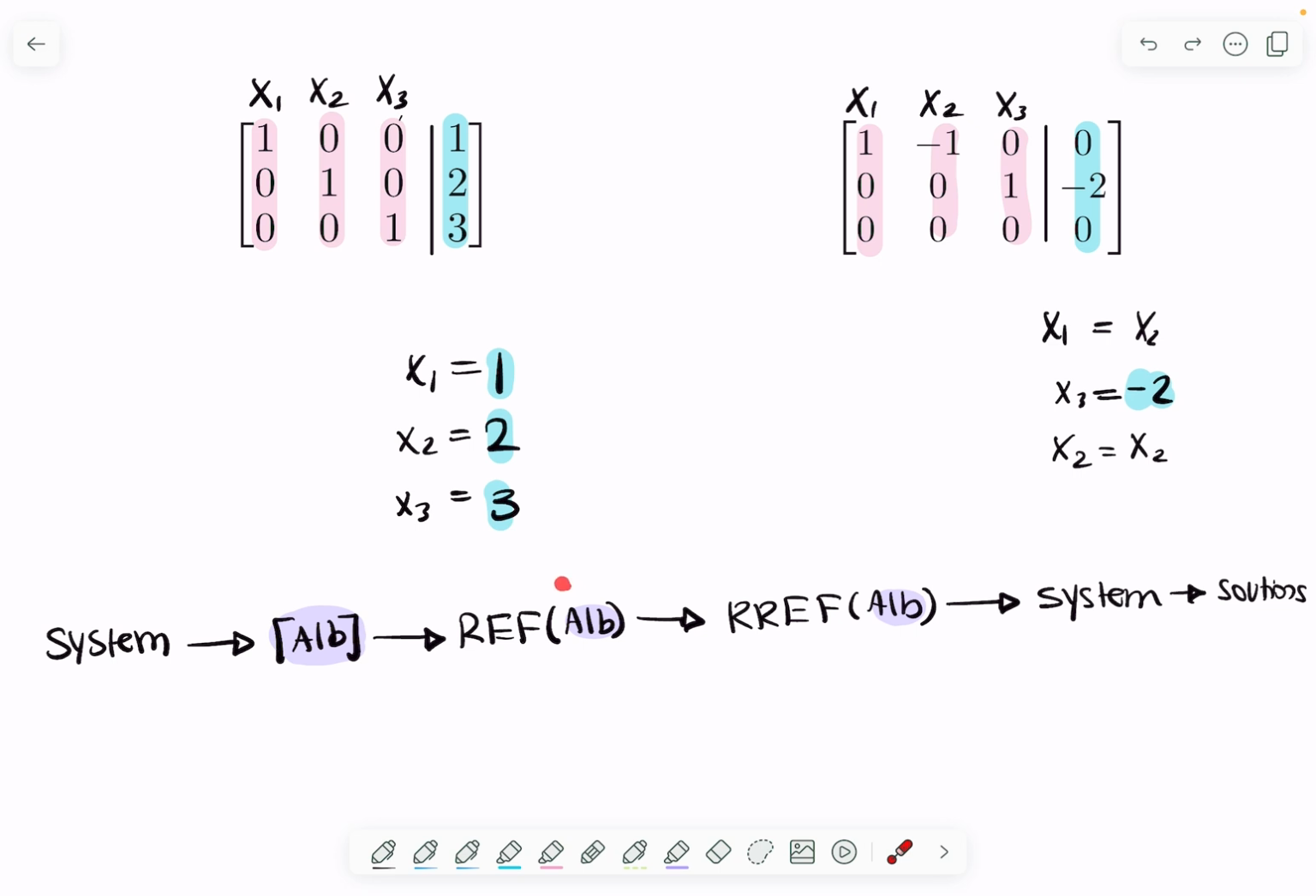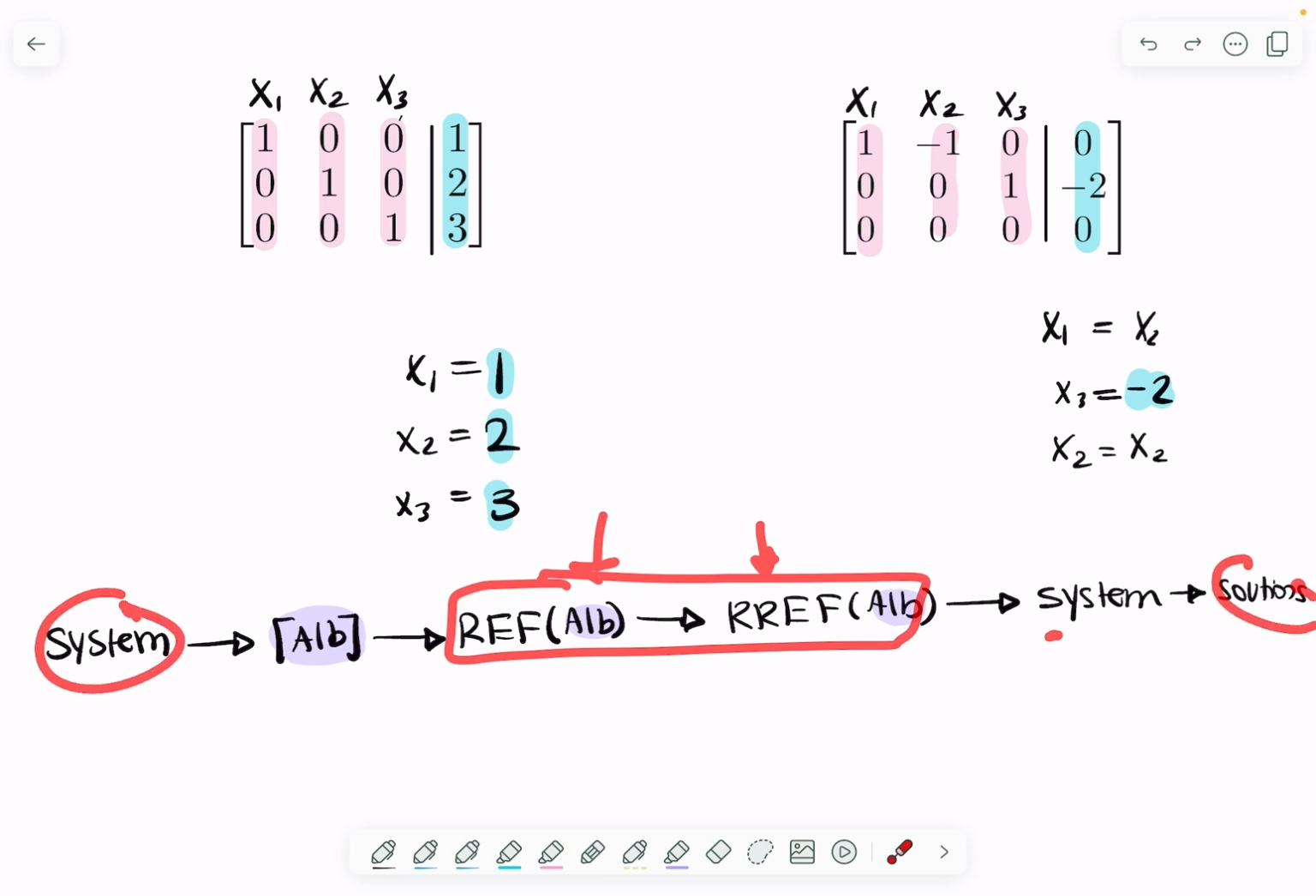So in the next video, I'll show you what it means for matrices to be in these forms, what they look like, and in the video after that, I'll show you how to actually get matrices in these forms. And then the video after that, I'll show you how to actually answer questions, going through the entire process: given a system, and then getting the solutions by rewriting the matrix into these forms.